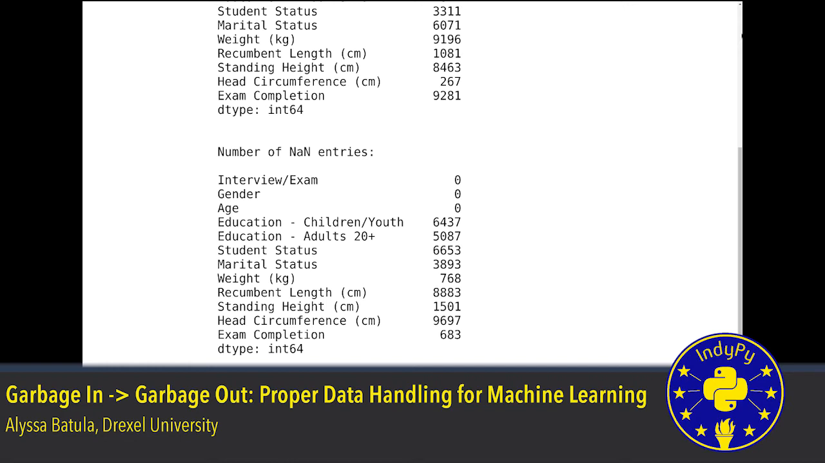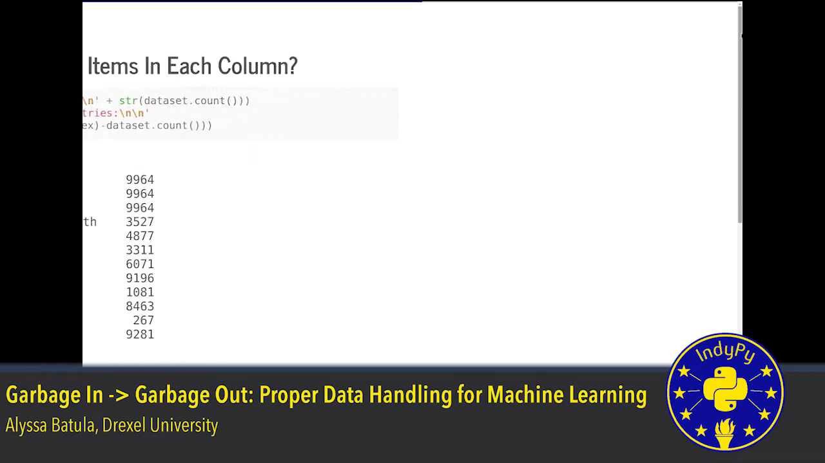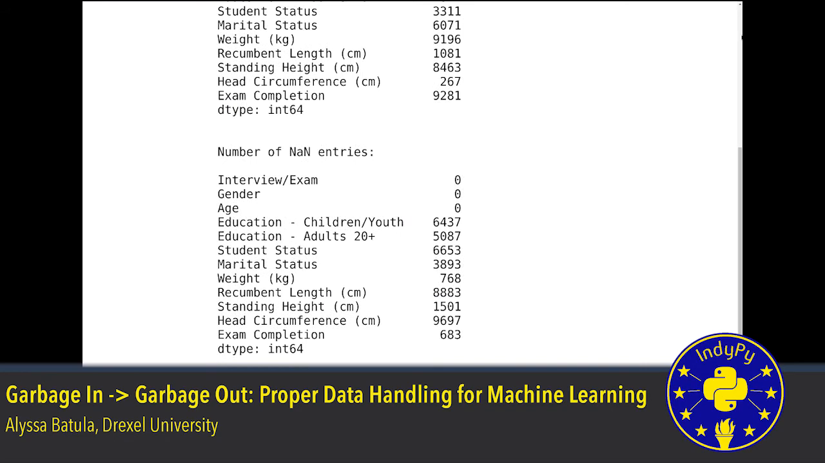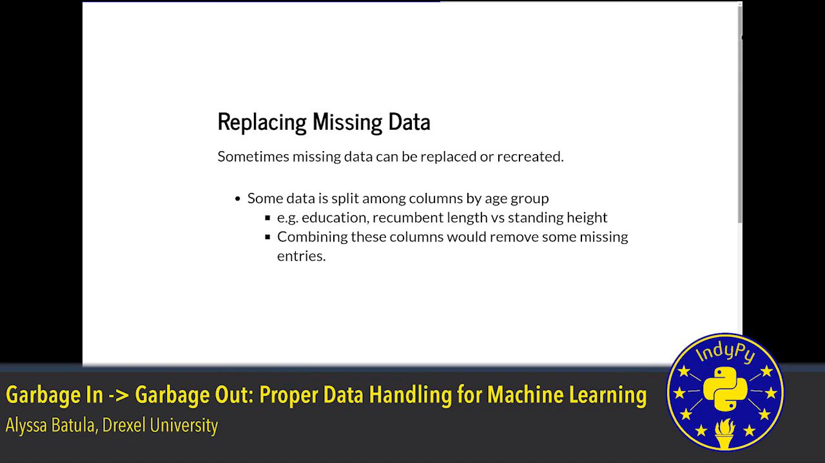So as far as replacing the data, some of those doubled columns, like education, and then there is standing height and recumbent length, more for children. They don't stand yet, so it's just how long the child is. If we want to, we could combine those into single columns, getting rid of some of those not a number entries and preventing us from having to get rid of as much data. So it's relatively simple to do.